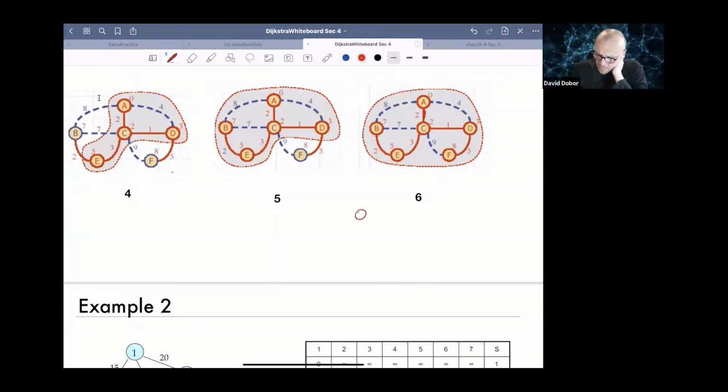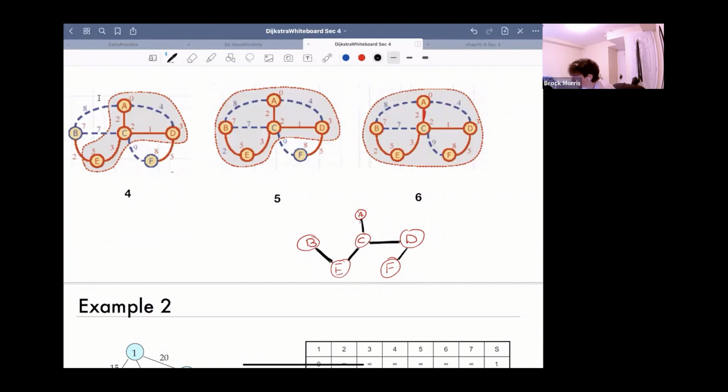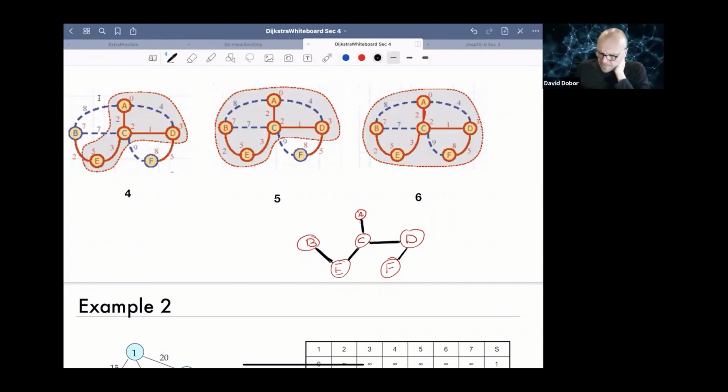So if you redraw this, A, B, C, D, E, and F. Okay, so just redrawing the vertices. If you just draw the edges, these guys, what is a tree, by the way? What is a tree? What's the definition of a tree? This is a tree, for example. This is a tree. A tree built on the original graph.